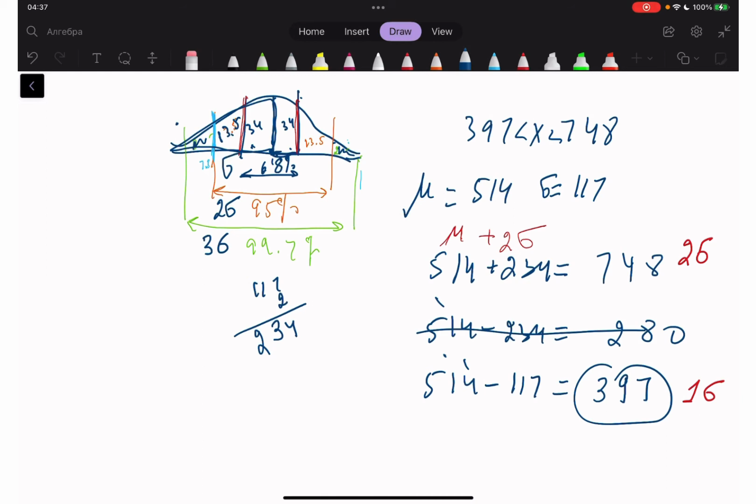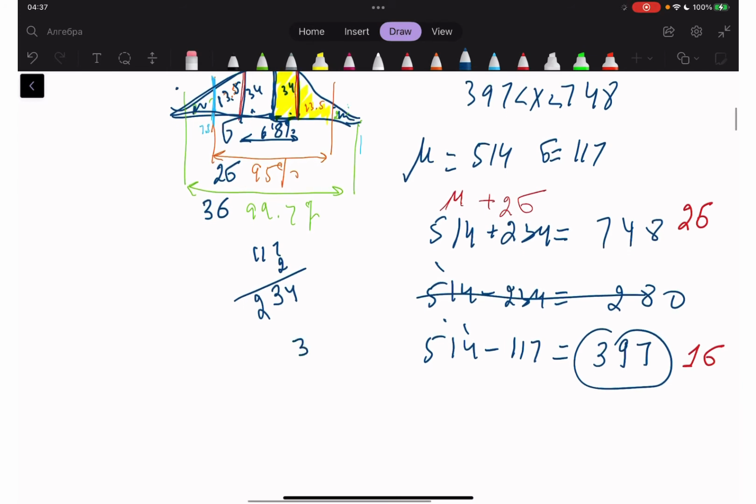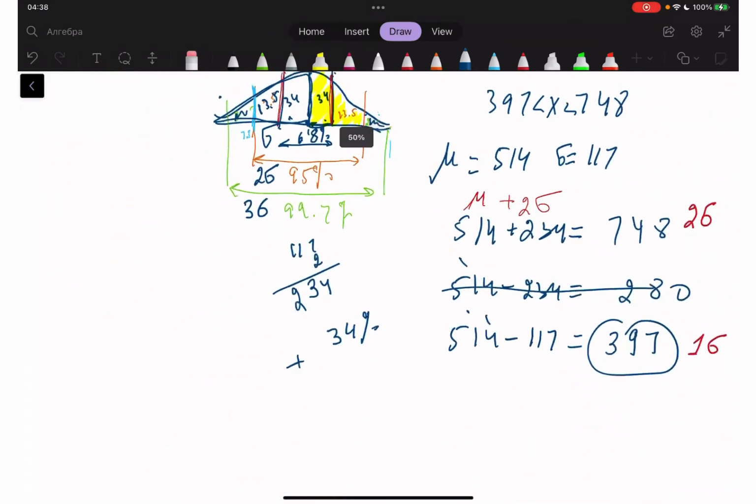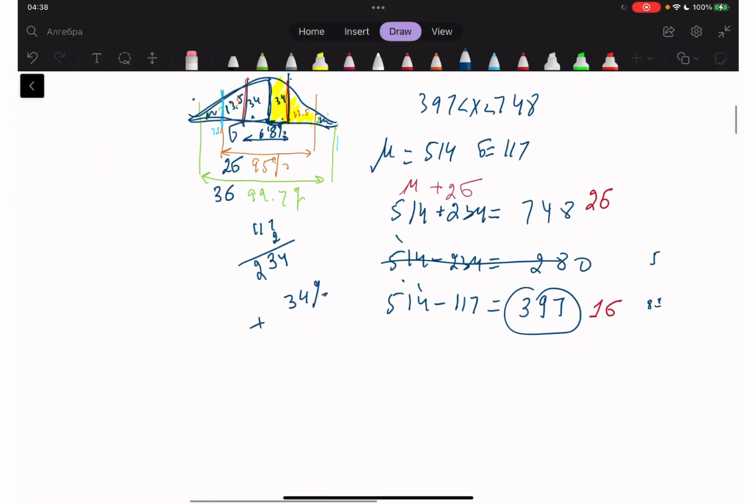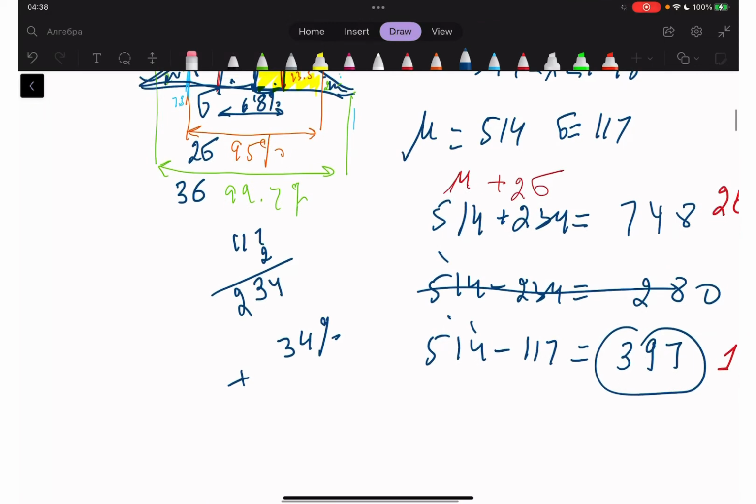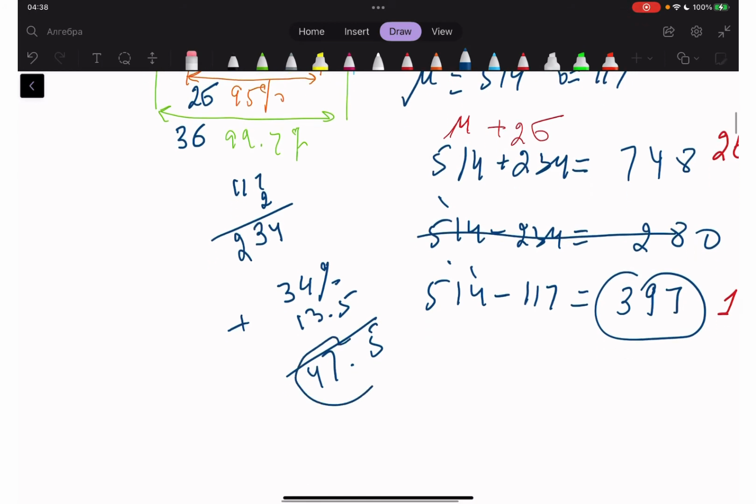2 standard deviations is going to be this piece, which is going to be 34% plus 13.5%, and it's going to be 47.5%. This is our 2 sigma.